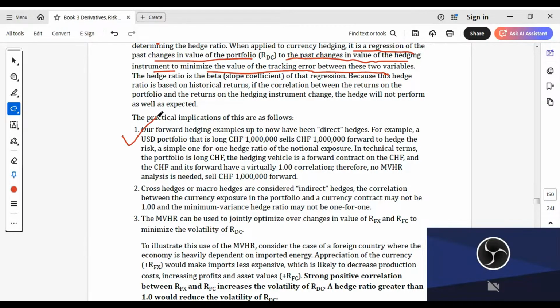See, first and second are okay. MVHR, it jointly optimizes changing value of foreign exchange and foreign currency returns to minimize the volatility of domestic returns.